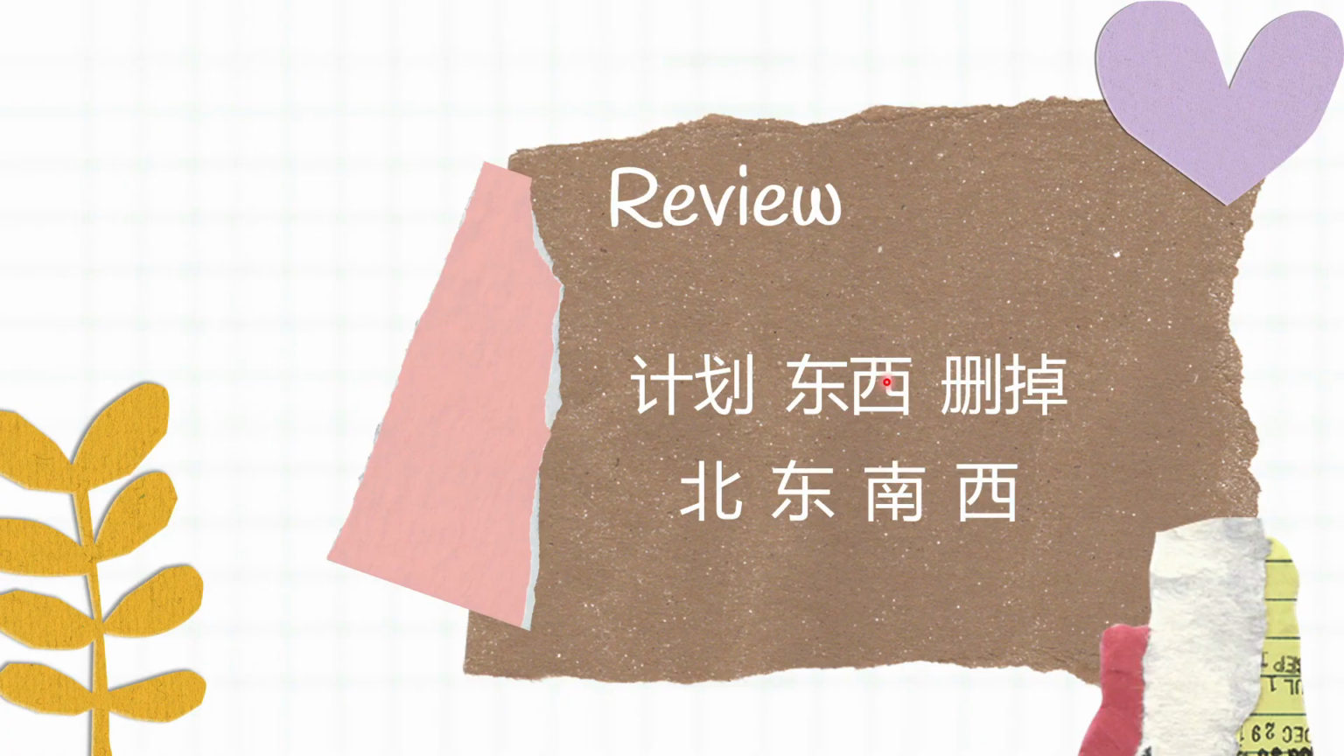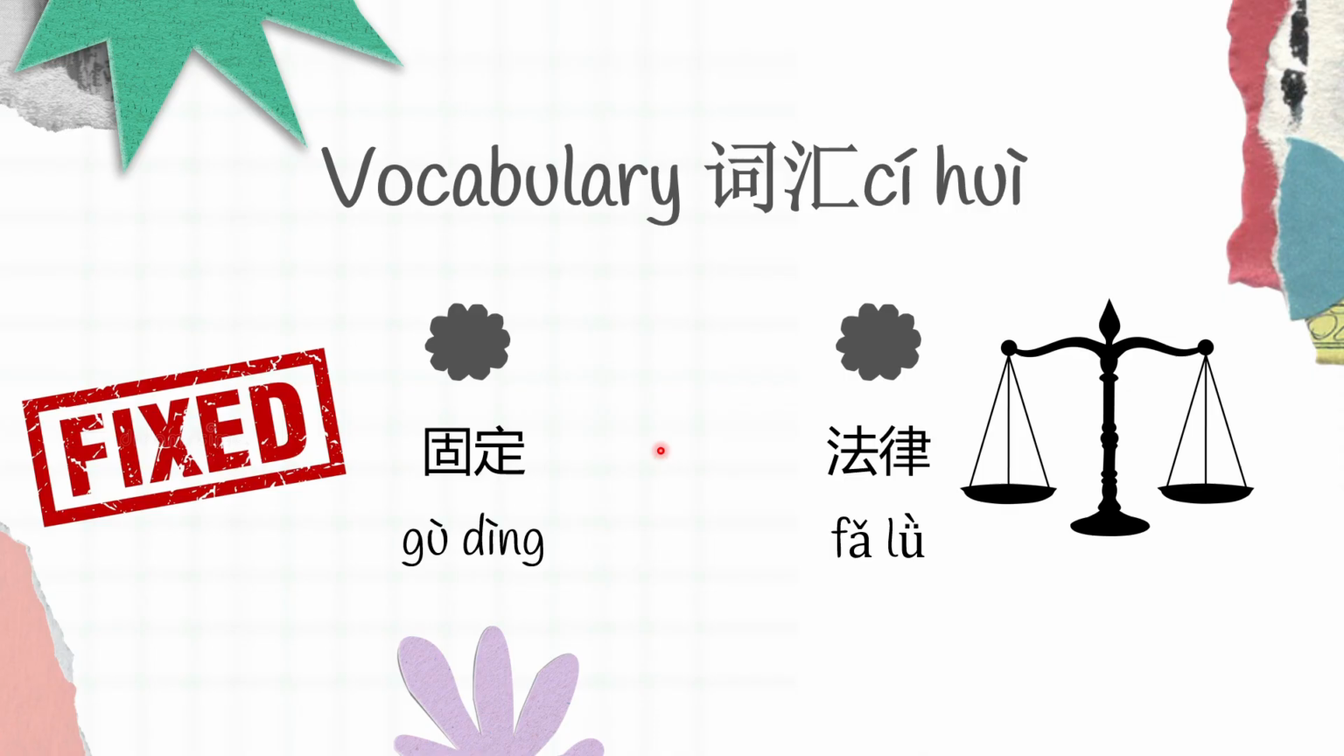But before we start, let's review first what we learned from last lesson. We have 计划、东西、山调、北、东、南、西. If you guys have any questions about the words that we have here, you can try to watch lesson 49 and also the quiz session videos again. And let's begin this lesson.